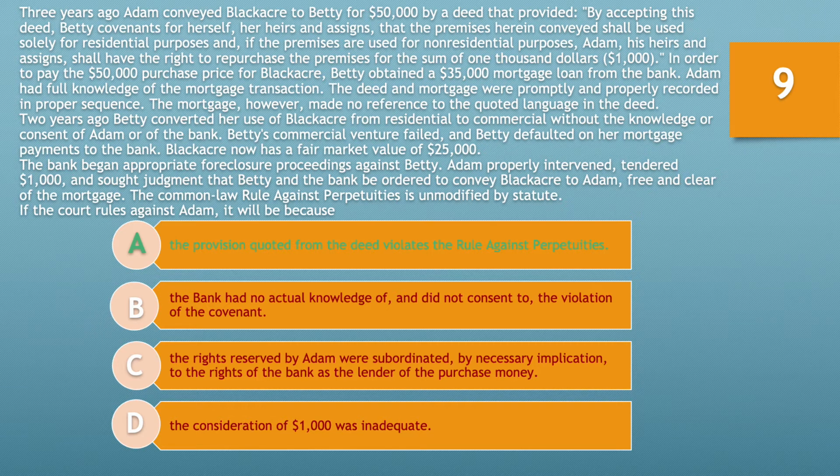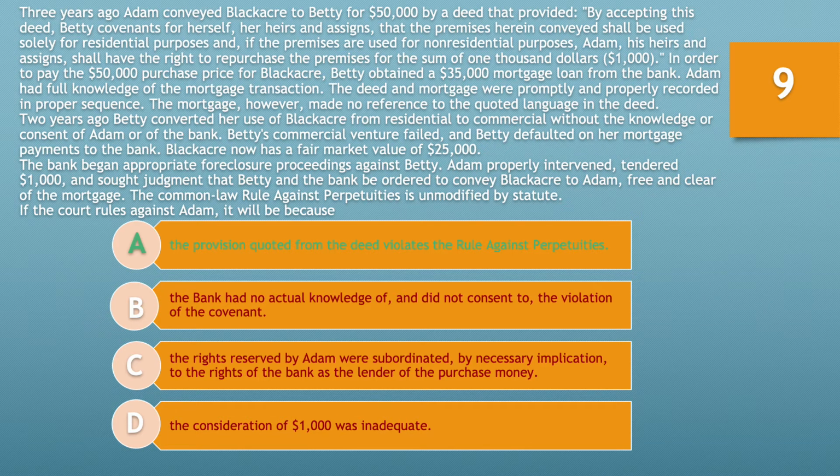Now, if we look at option B, the bank had no actual knowledge of and did not consent to the violation of the covenant. Here we're discussing bases why Betty is in violation or why Betty did something wrong, but in reality, we're not addressing Adam's concerns or his interest whatsoever.